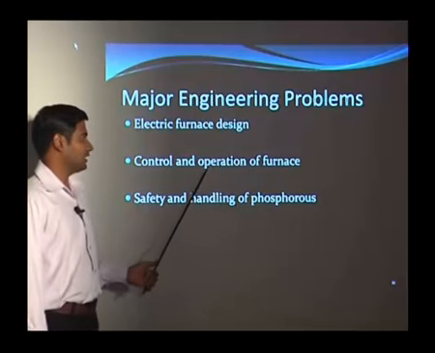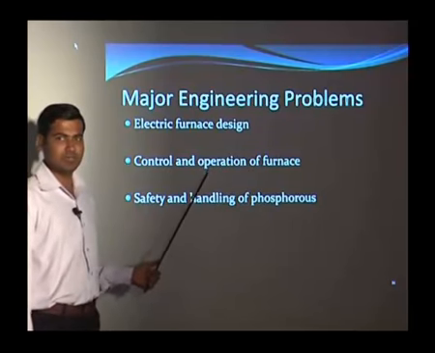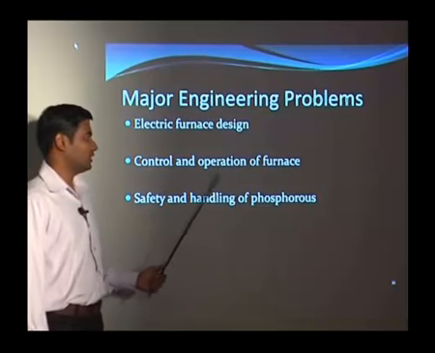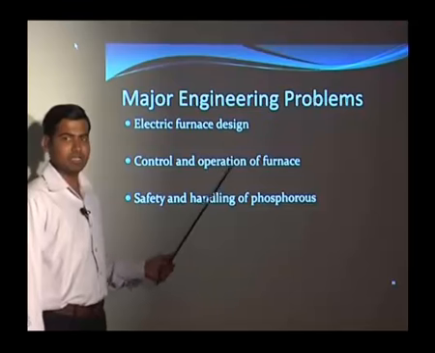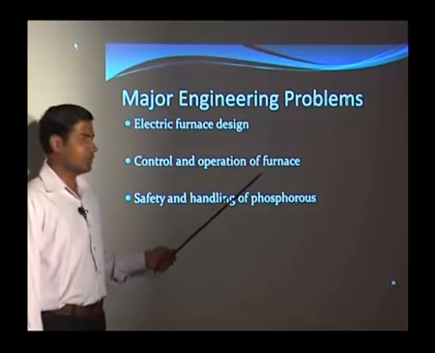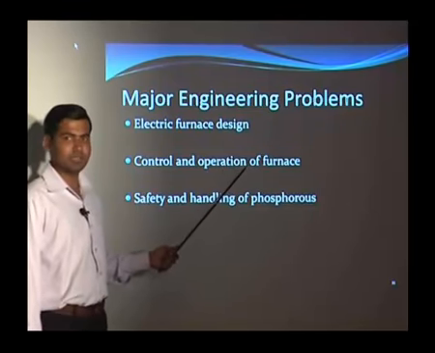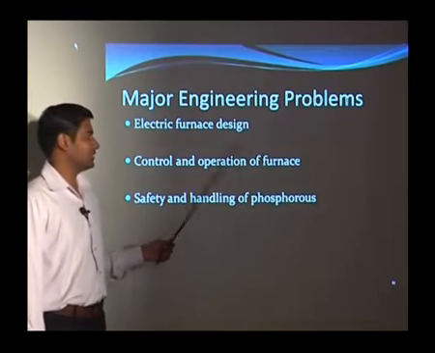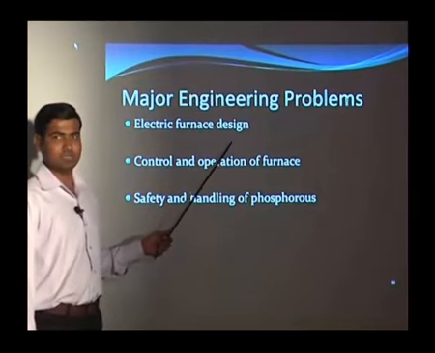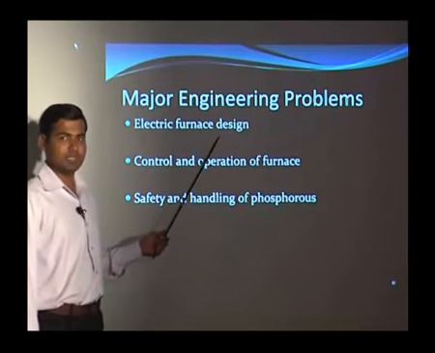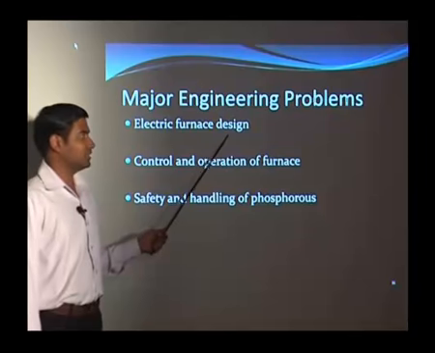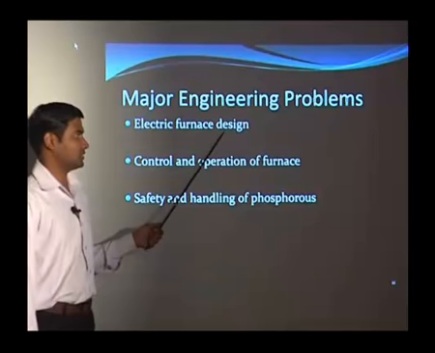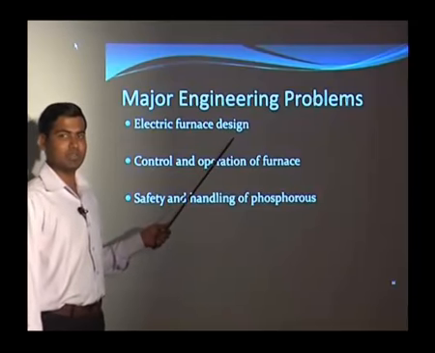Here the feed composition of the rock phosphate will be changing. So we need to control and operate the furnace in such a way that it can take any amount of raw material with a varying percentage of phosphorus pentoxide and convert it into a good grade of phosphorus. And in the electric furnace design, if we need phosphorus pentoxide as the final product, then we can feed air into it, or if we need only elemental phosphorus, then we exclude the air.